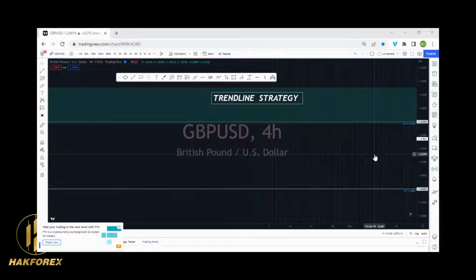The way we use our trend line is different from the way most traders use their trend line or what they put out there. Our trend line strategy is very simple and is 100%, or let me not say 100, let me say 90% very profitable in the financial market. So stay with me as we jump into the chart and explain more about this trend line strategy.